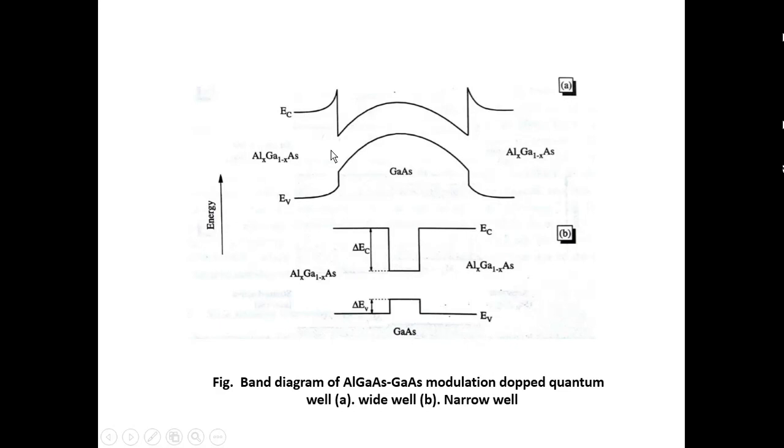It means that there is aluminum gallium arsenide on either side, and gallium arsenide is in between. So this is the band diagram. This is the energy band. This is the conduction band, and this is the valence band. See, this is not the well formation. Actually, the well is formed due to the energy band at the conduction band and valence band. That takes the shape like this.